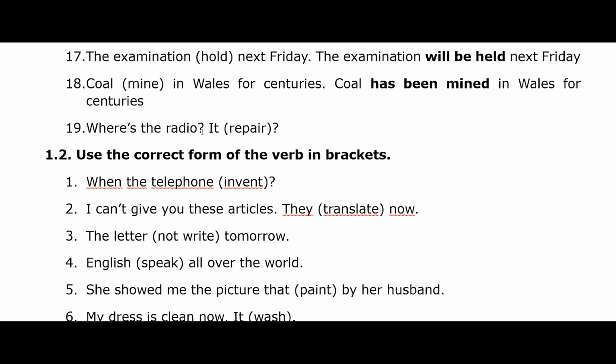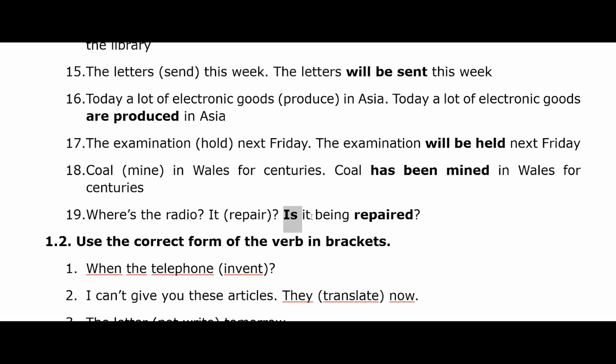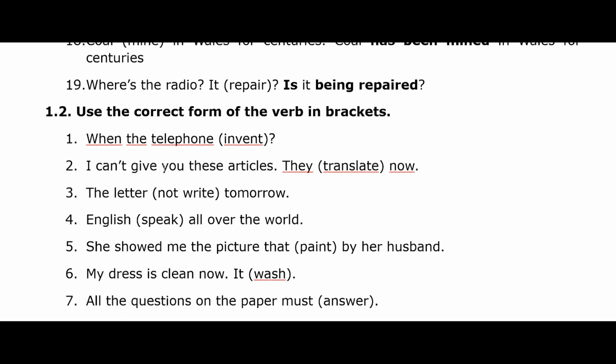Where is the radio? We're asking about present situation, like ongoing situation. Where is the radio? Is it being repaired now? Is it being repaired? We need the present continuous here. Okay, so something like this. Don't worry if you still can't get the idea. We have more. So let's continue.